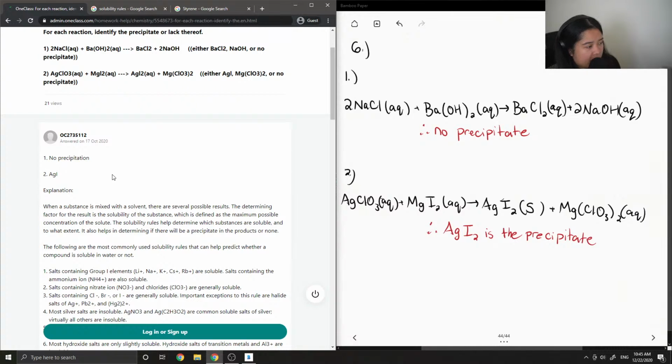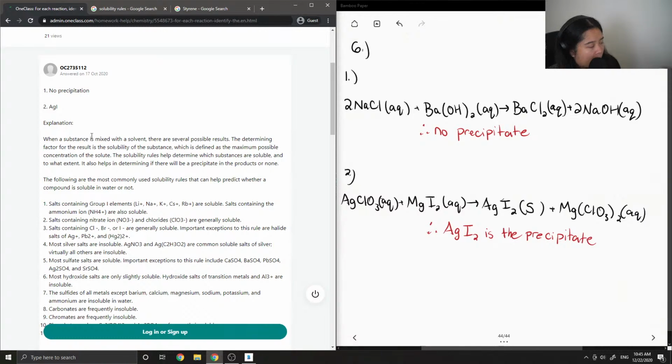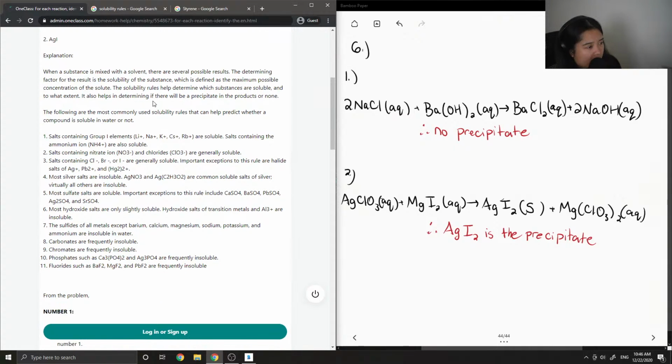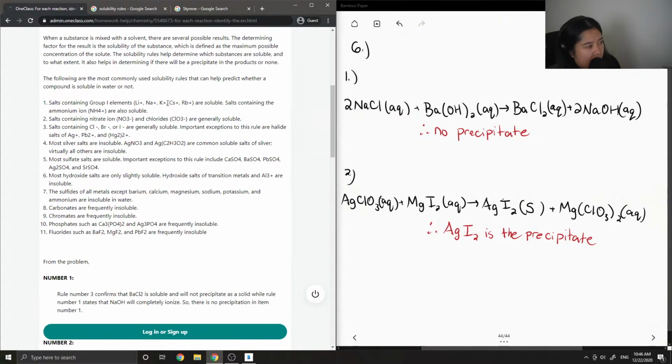Reaction 1, no precipitation. Reaction 2, it's the silver iodide. Explanation. When a substance is mixed with a solvent, there are several possible results. The determining factor for the result is the solubility of the substance, which is defined as the maximum possible concentration of the solute. Solubility rules help determine which substances are soluble and to what extent. It also helps in determining if there will be a precipitate in the products or none. Following are the most commonly used solubility rules that can help predict whether a compound is soluble in water or not.